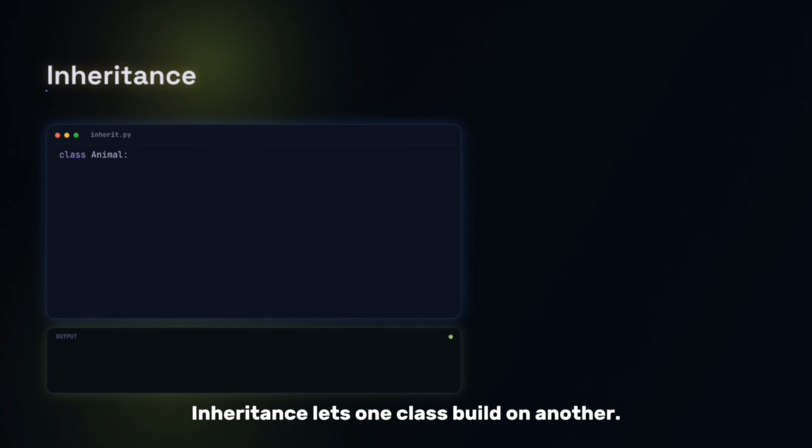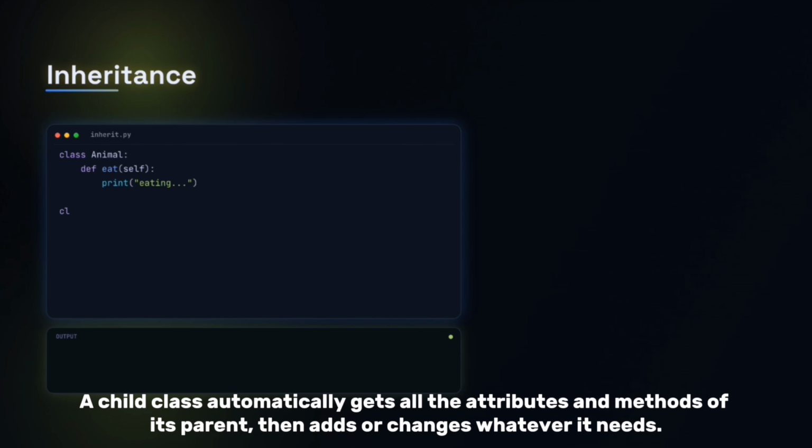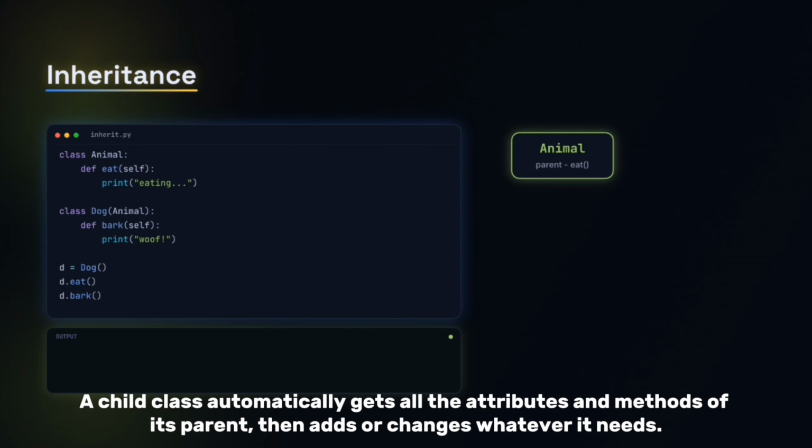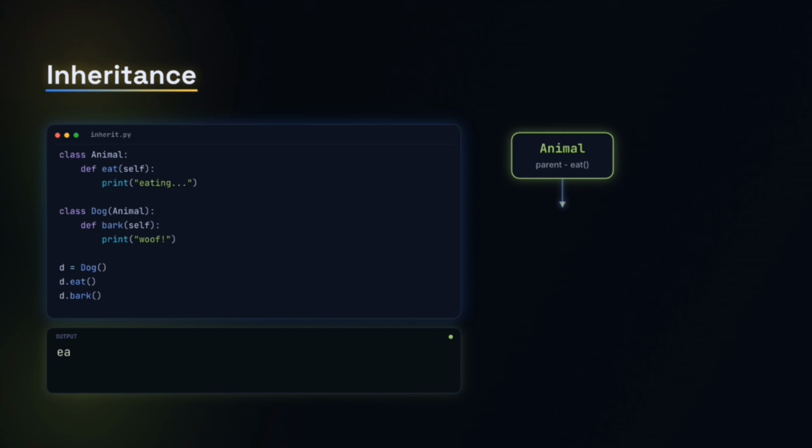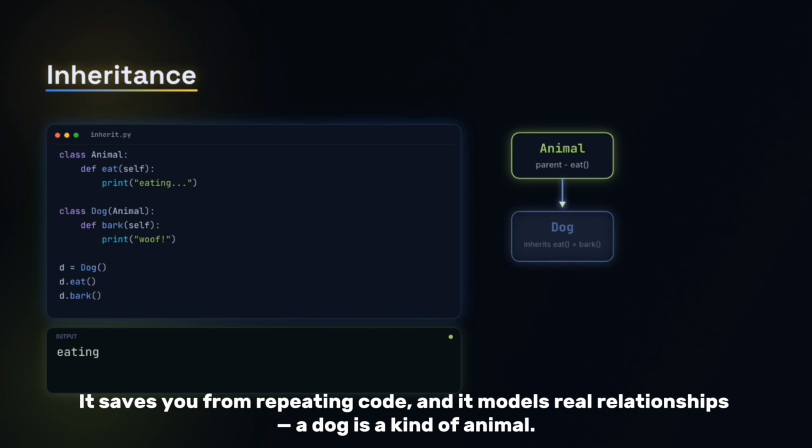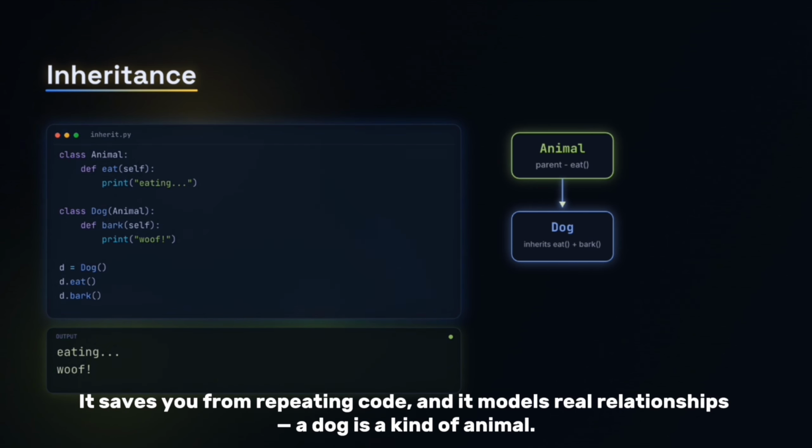Inheritance lets one class build on another. A child class automatically gets all the attributes and methods of its parent, then adds or changes whatever it needs. It saves you from repeating code, and it models real relationships. A dog is a kind of animal.